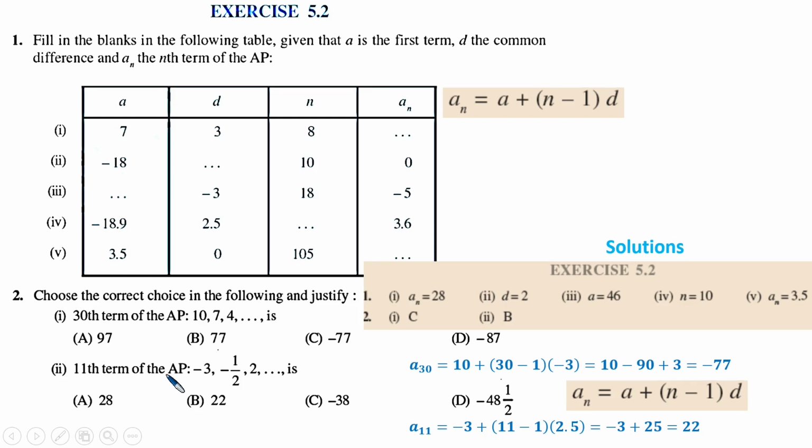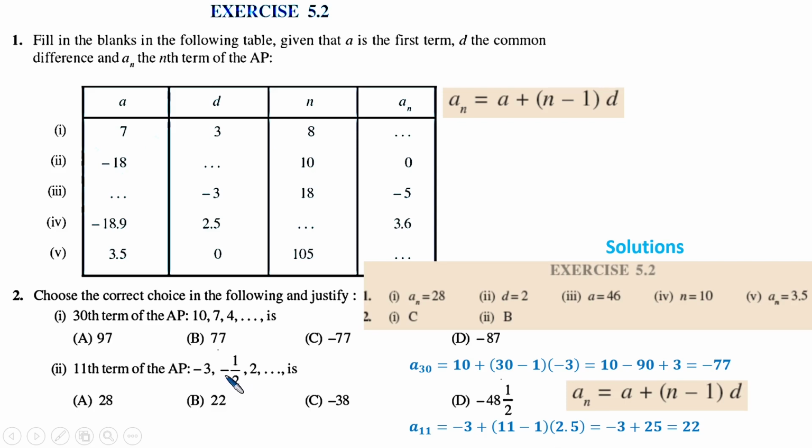Similarly for the second one, the 11th term of the AP minus 3, minus half, then 2. What will be the 11th term? Again the same here, a11 is equal to, I use this formula. First term is minus 3, plus 11 minus 1, because they have asked to find the 11th term. So n is 11 minus 1.